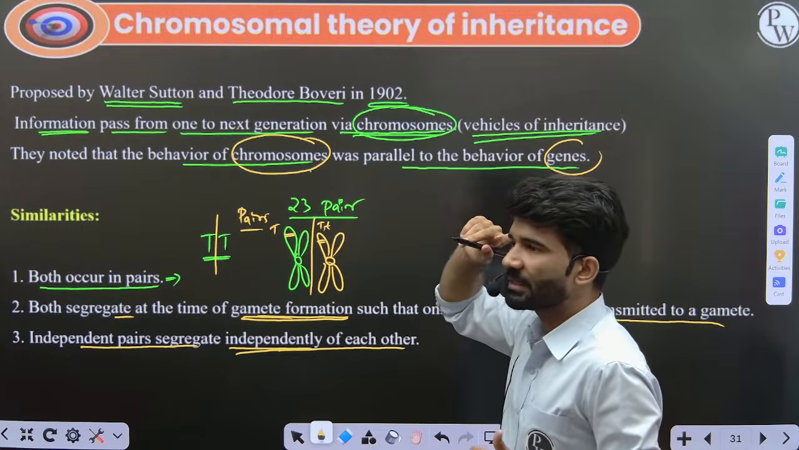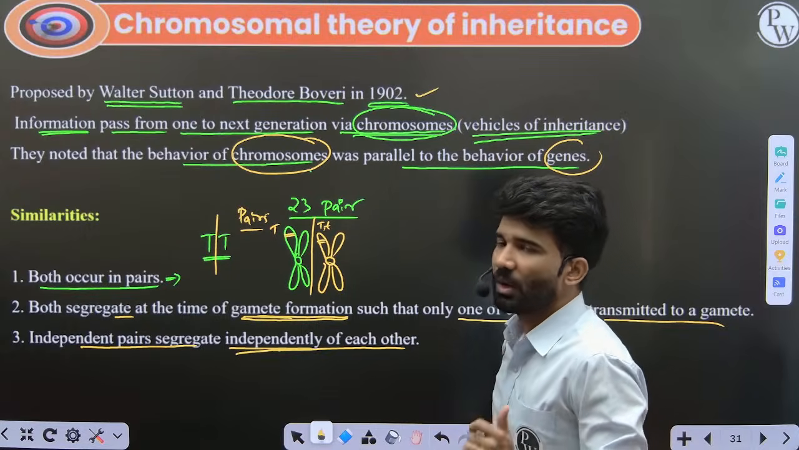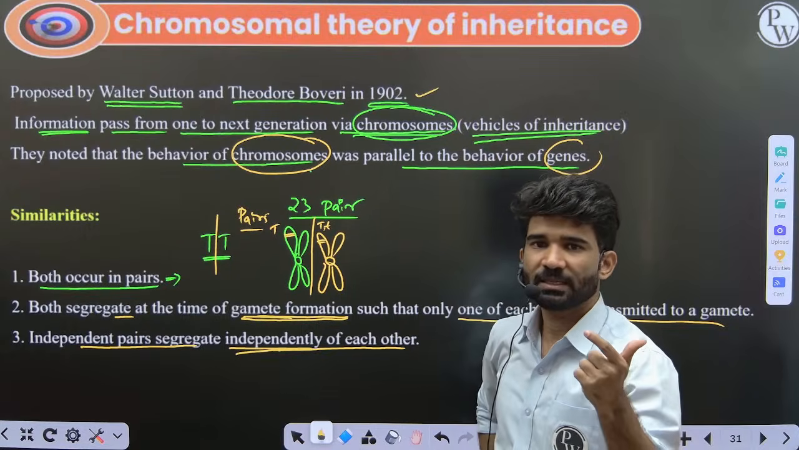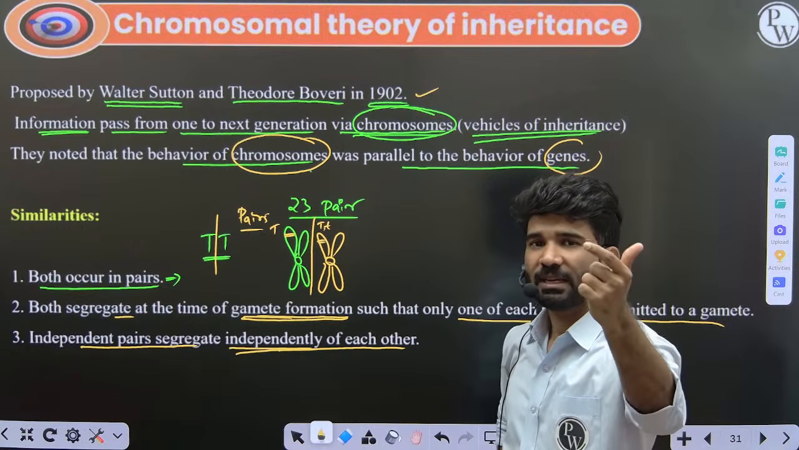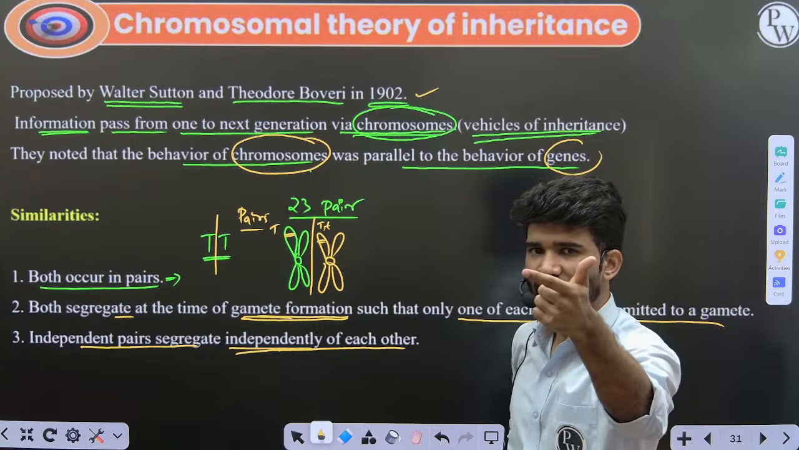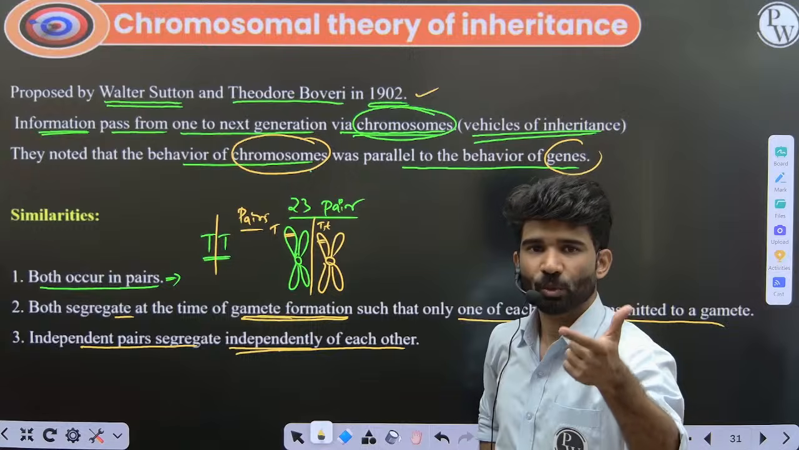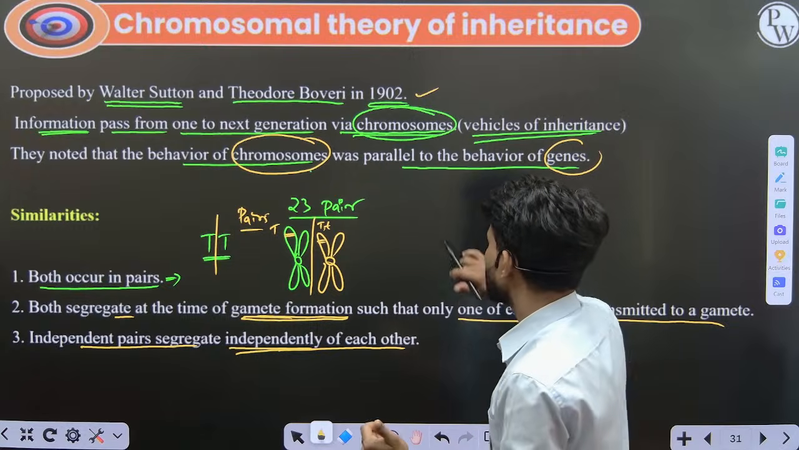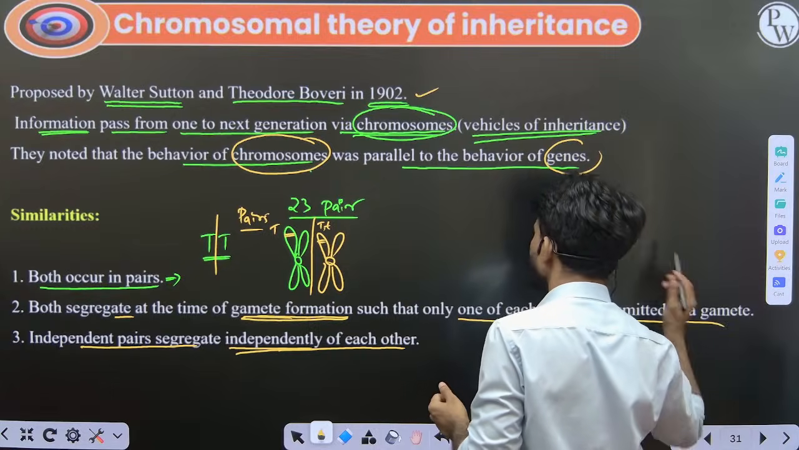This chromosomal theory was proposed by whom? Sutton and Boveri. According to this theory, chromosomes are the vehicles of inheritance. That is, information passes from one generation to another generation through the chromosome. That is why the theory is called the chromosomal theory of inheritance.